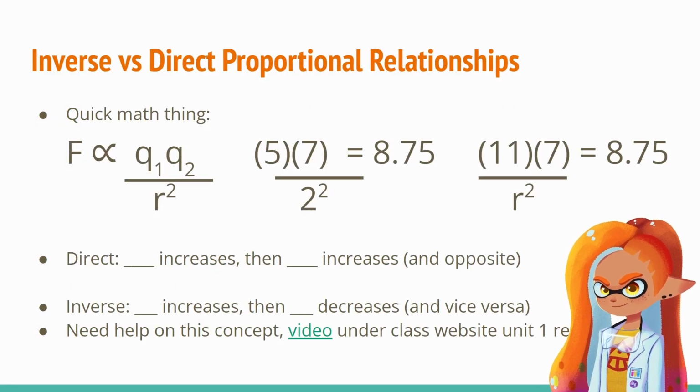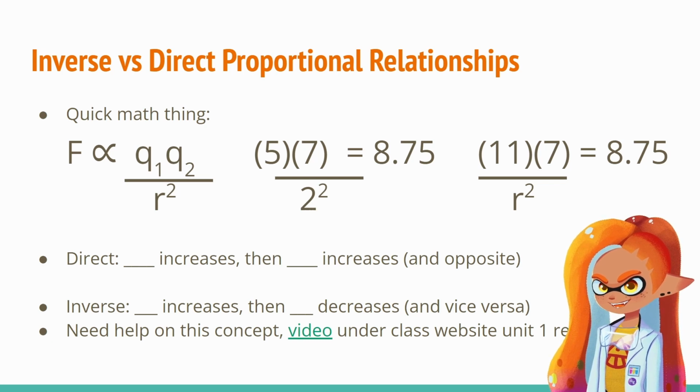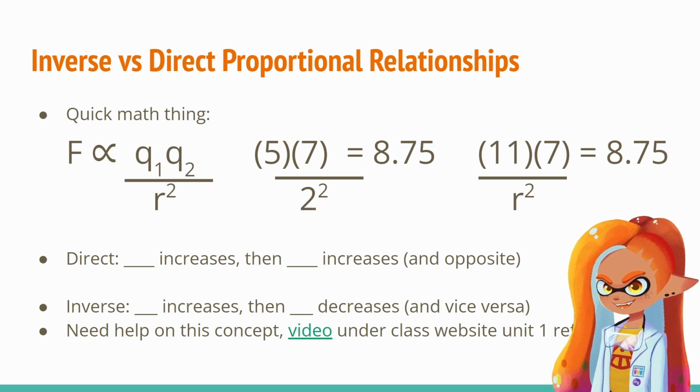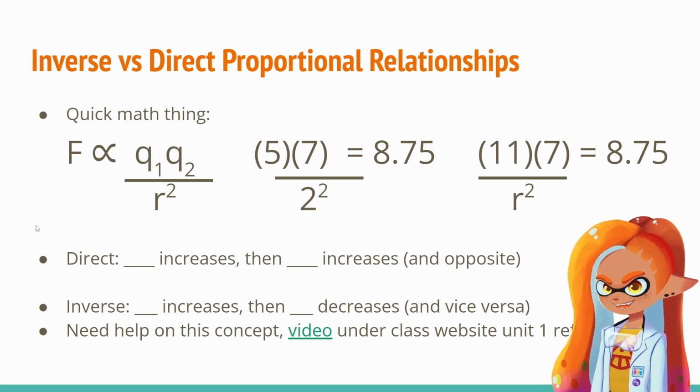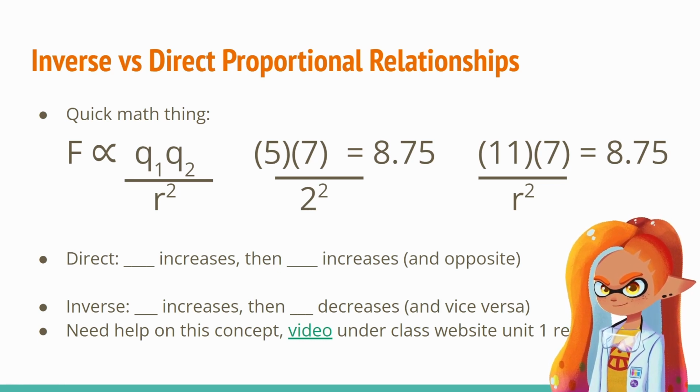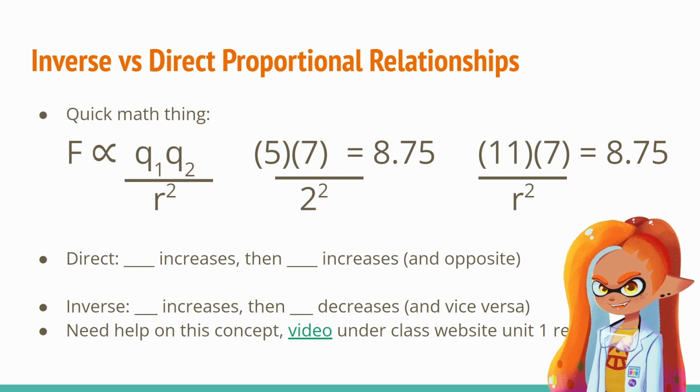Okay, so we're going to be using inverse and direct proportional relationships in this class. This is a quick review from either previous classes that you took or if you haven't learned it before at all. The relationship I have here is the abbreviated Coulomb's law from section 1.5, and I'm going to use that to talk about inverse or direct real quick. A direct relationship is when one variable increases, then another variable increases, or the opposite, where one decreases, then the other decreases. An inverse relationship is when one variable increases and the other variable decreases, and vice versa. If you don't quite understand this, I did include another video on my class website under Unit 1, so if you want to review that, go ahead.